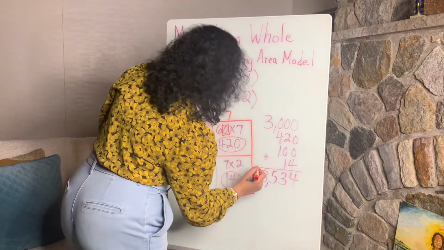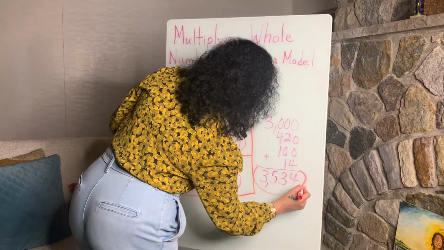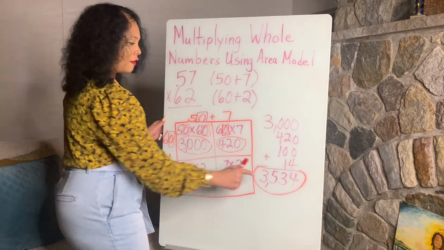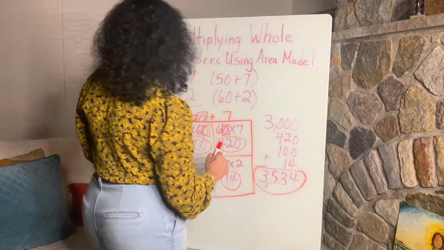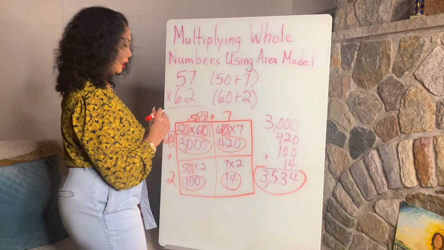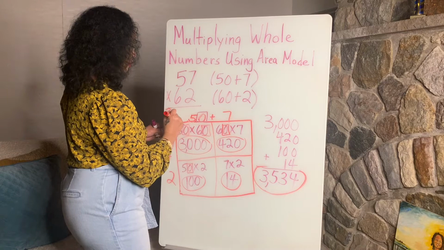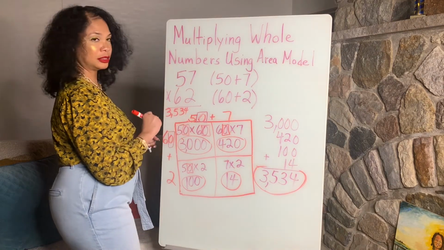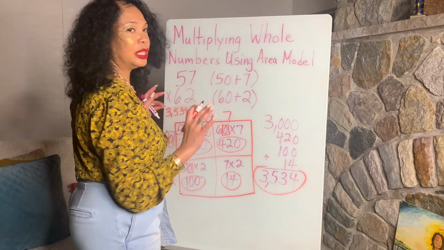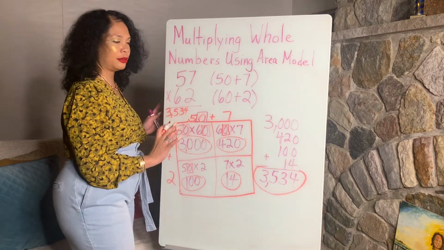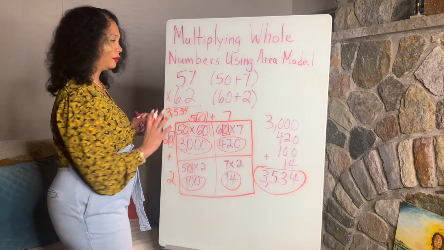And my product, I'm going to circle my answer. The product is 3,534. So 57 times 62 equals 3,534. That's the product. Okay, so we multiplied whole numbers using the area model. All right.